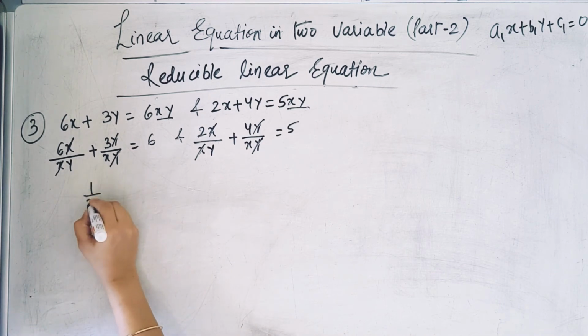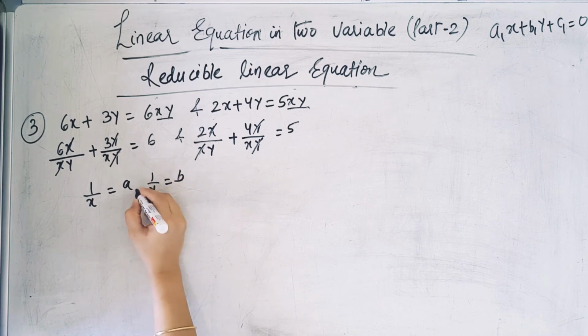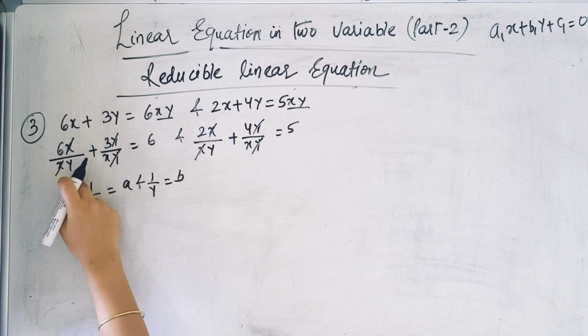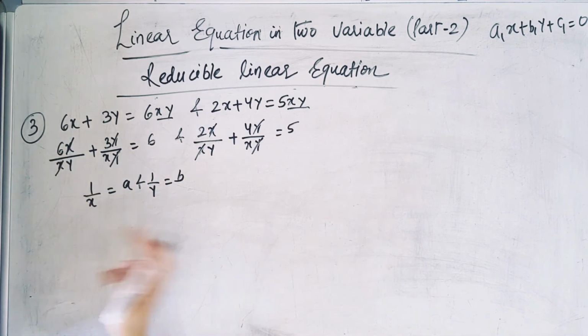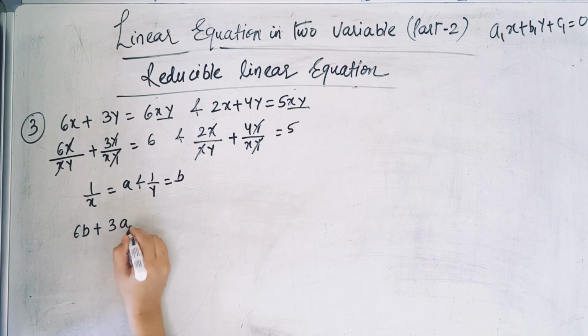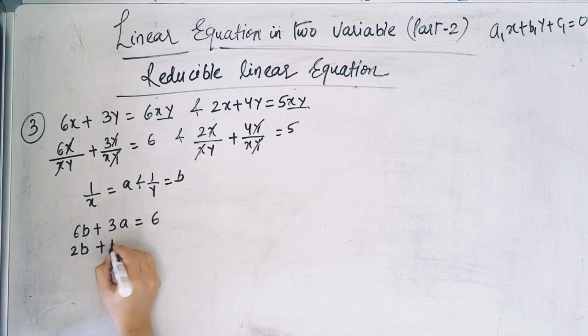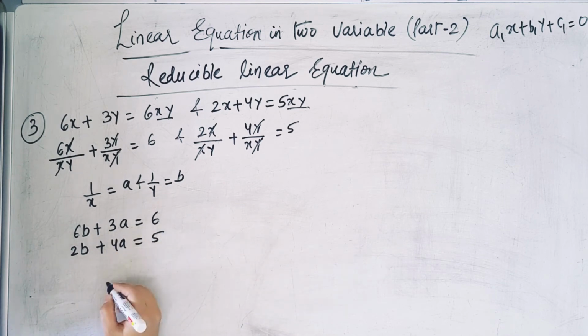Now what will we assume 1/x to be? a, and 1/y will be what? b. So this is 1/y. So this equation will be reduced to 6b plus 3a equals 6. Here also 2b plus 4a equals 5.